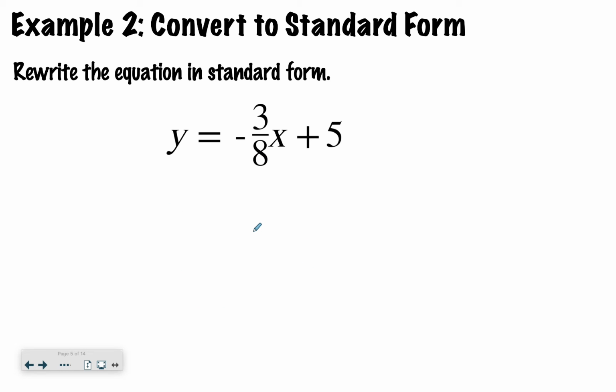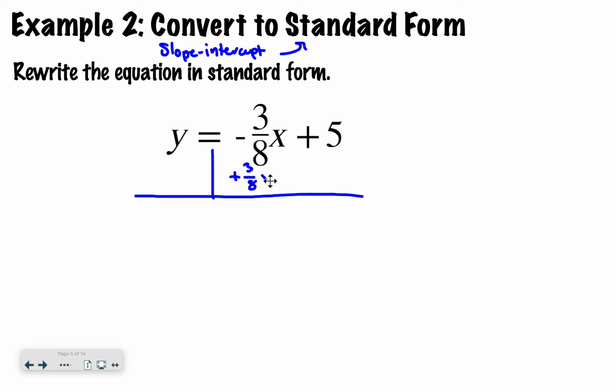Now let's practice converting our slope-intercept form to standard form. Okay, so with this, we are going to start by moving our x to the left side of the equal sign. So in this case, I'm going to say plus 3/8 x, plus 3/8 x. So I have 3/8 x plus y equals 5.